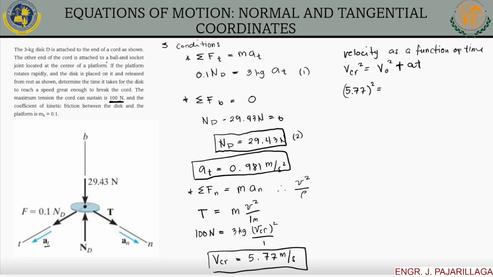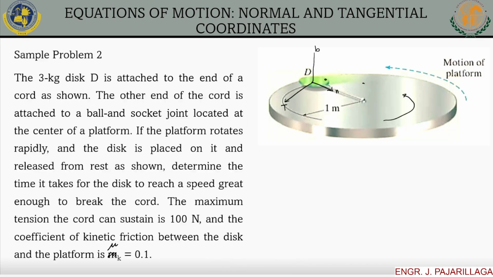So according to the problem, inilagay daw initially at rest, from rest. Therefore, the initial velocity is 0 plus our acceleration is 0.981 multiplied by the time. So the time to reach this velocity is equivalent now to 5.89 seconds. Okay? And that is our answer for this problem.